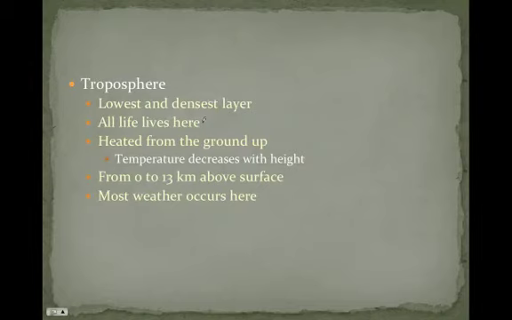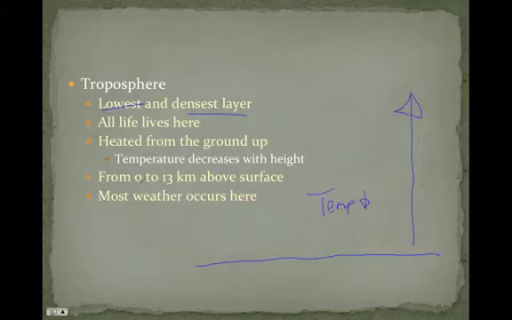So the troposphere, the bottom layer, it's the lowest layer, it's also the densest layer, which means that the molecules are closer together at the bottom. We talked about this in the first lecture video, that as you go up, the air pressure decreases and the density decreases. It means at the bottom, it'd be the densest layer. All life lives in the troposphere. It's heated from the ground up, so temperature decreases with height. So again, ground here, and as we go higher up, the temperature decreases. It's about from 0 to 13 kilometers above the surface, and again, that changes, so that's kind of an average. And most weather occurs here.